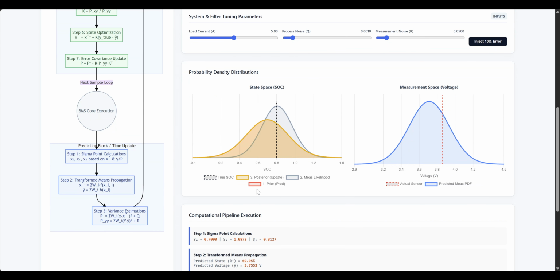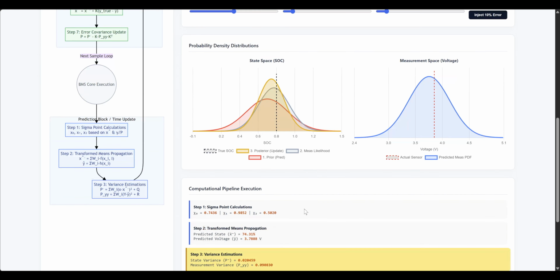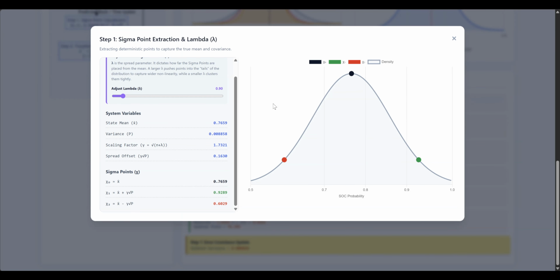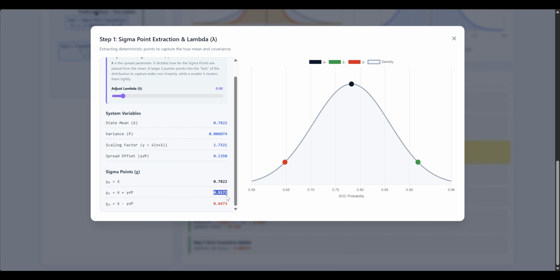So here the estimation is happening. You can see individual steps are getting activated. Okay, let's click on the first one. Here also you will be getting the live updates. With the help of this, you are able to calculate the sigma points, and these sigma points which you are able to see over here are live calculations.